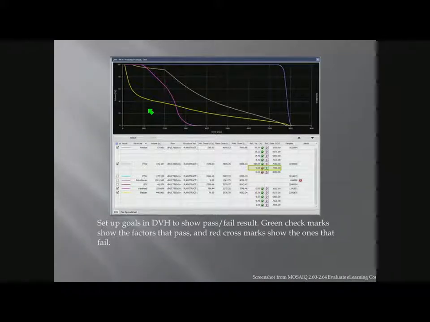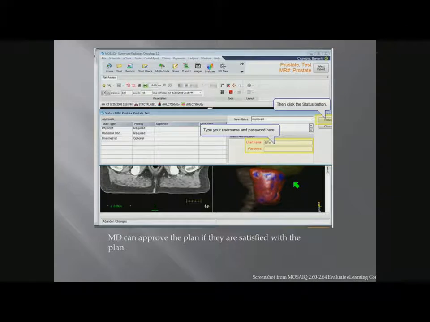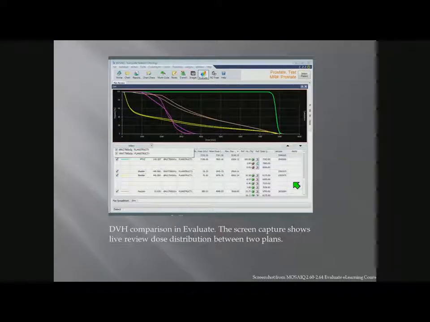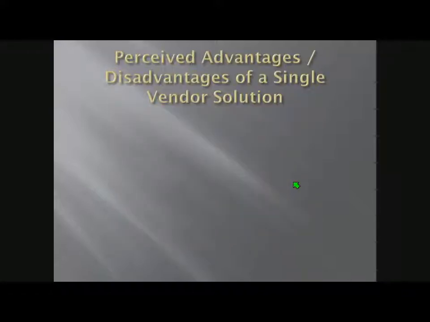There's a neat feature where physicians can have site-specific criteria that are defined, and then according to whether those criteria are satisfied, they can get green checks and red X's to emphasize where things were not satisfied. And then they can approve within Mosaiq. There are plan comparison tools for overlay of DVH and side-by-side, etc. So I think that will help to alleviate some of the inconvenience of the way we're having to do things right now.